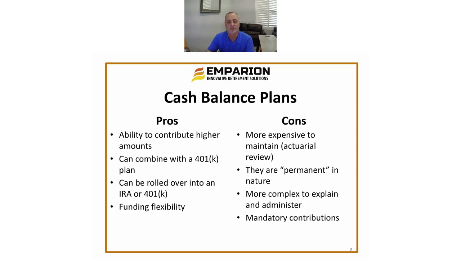Lastly, of course, there's mandatory contributions. This kind of ties into the permanency of the plan. So, assume that you're going to have to make a mandatory contribution every year. Not always the case, depending on prior funding or investment returns, but definitely something you want to think of as mandatory contributions.